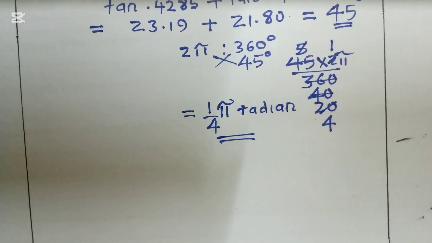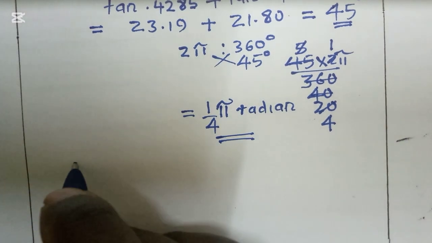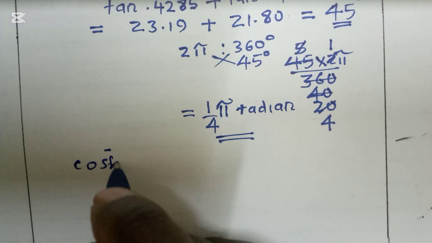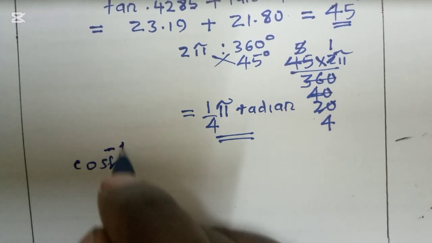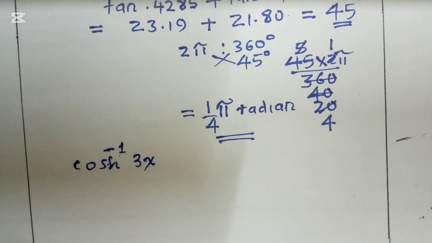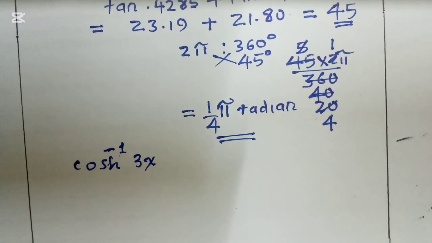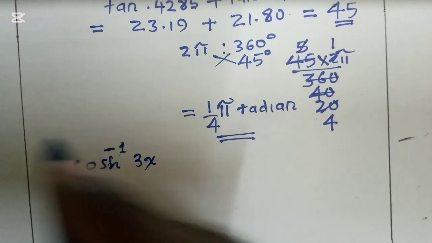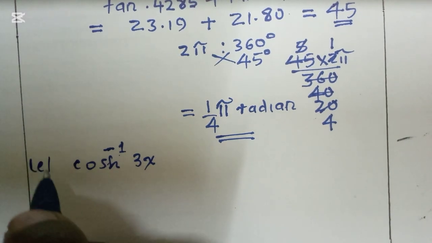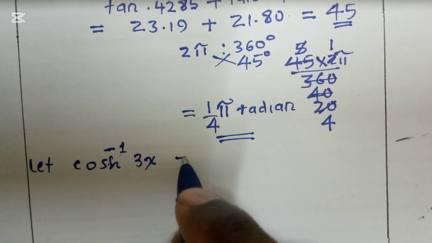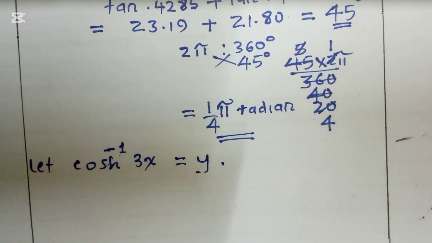So I'll write it here now, guys. Cos inverse 3x, like that. So guys, we want to find the logarithmic form for that. So we shall say let cos inverse 3x be equal to y, like that.